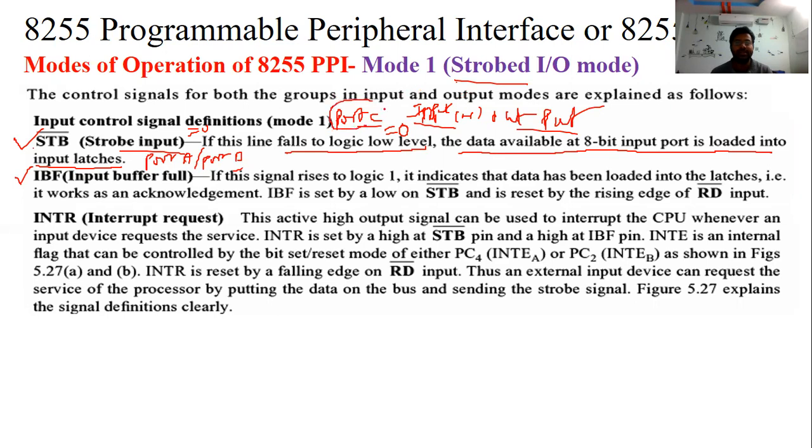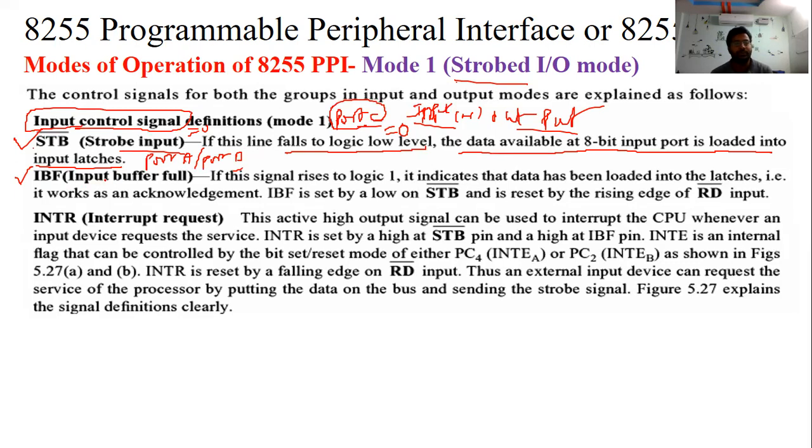You can also call them control signals. This is one of the control signals, the input control signal: Strobe, STB bar equal to 0. It indicates that some data is loaded into either port A or port B, whichever you are using. Which type of device you connect, input device or output device, is based on the type of device we are going to connect.